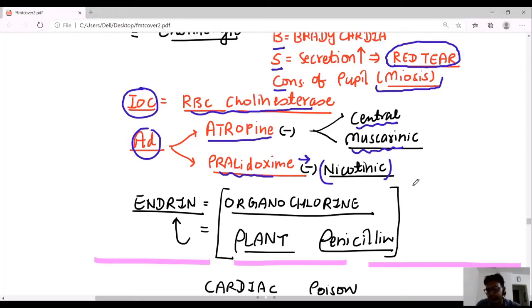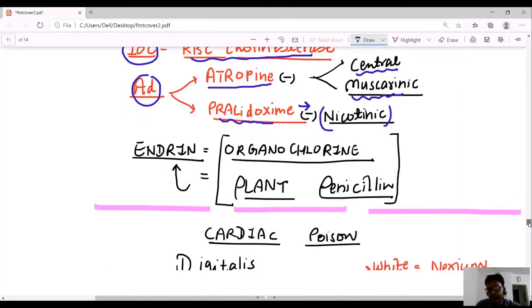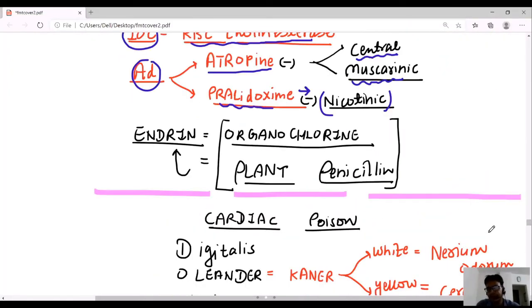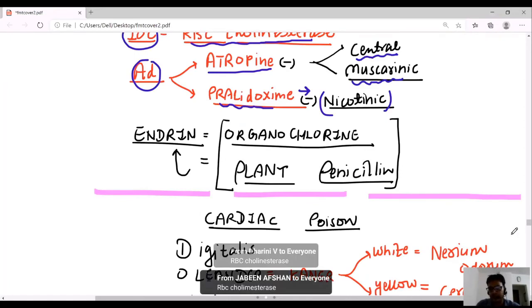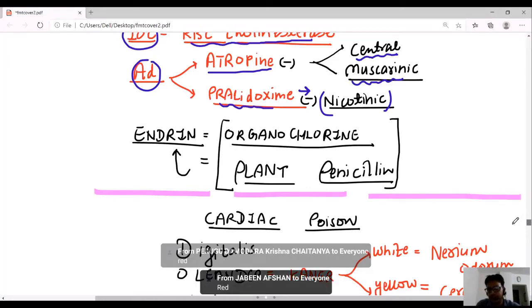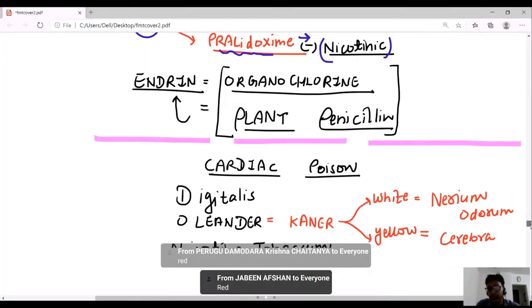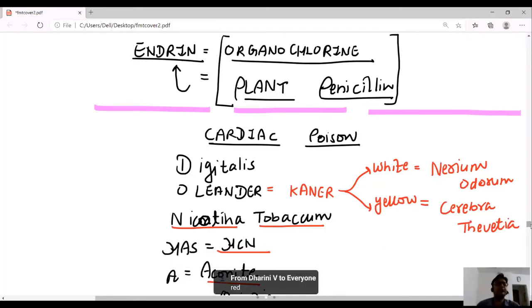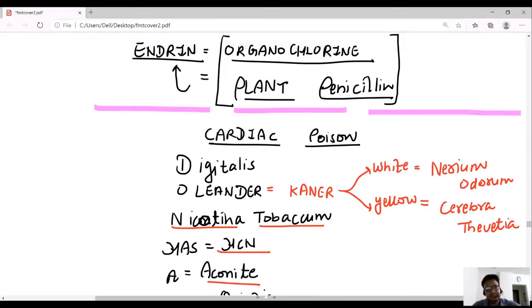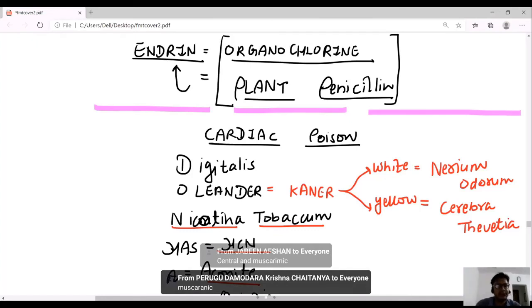What is the investigation of choice, my dear friend? What is the investigation of choice for organophosphorus poisoning? RBC cholinesterase. Which color tears are seen in organophosphorus poisoning? Red tears. Now, a very important word, sir. Atropine inhibits which effect pharmacologically? Muscarinic and central effect.